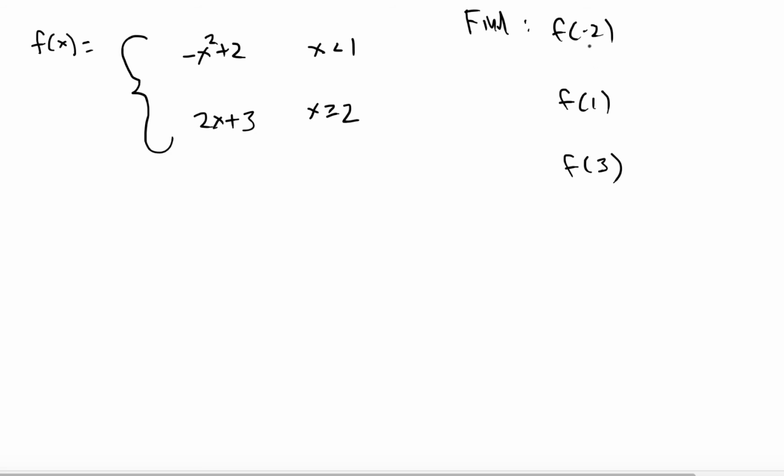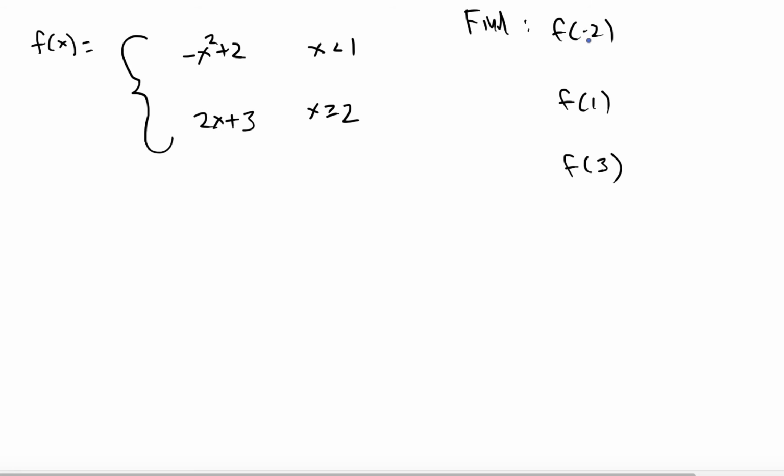f of negative 2. So what does this mean, right? Now, once again, we're not going to plug in negative 2 here and negative 2 here and give me these two answers, right? We should only have one answer because that's what a function is. So how do you determine which piece to plug it into? That is determined by the restriction on the domain, right? Okay, so let's take a look.